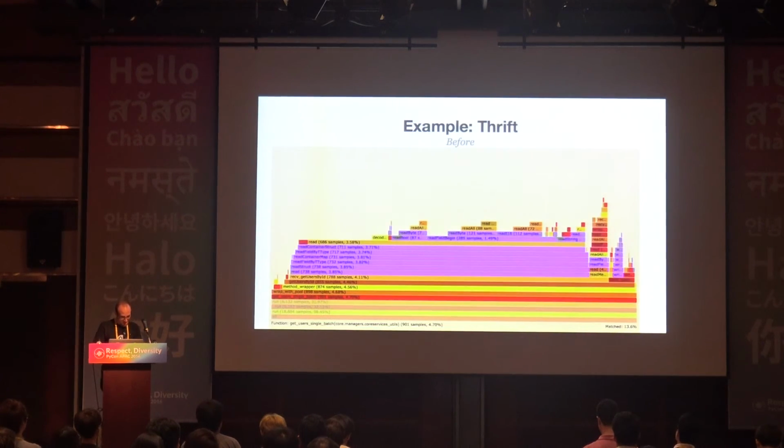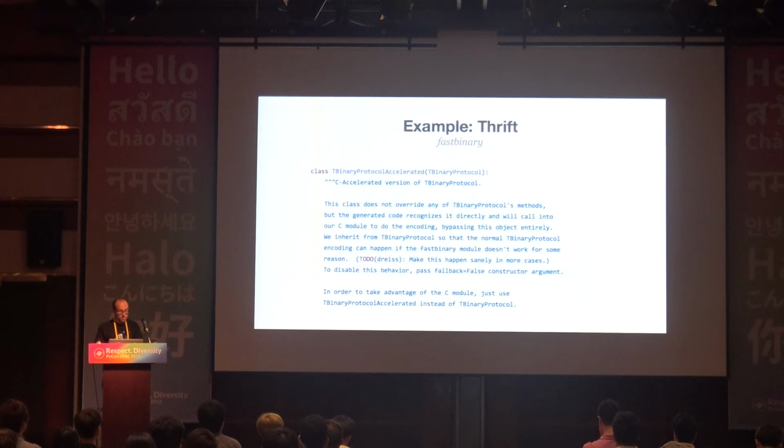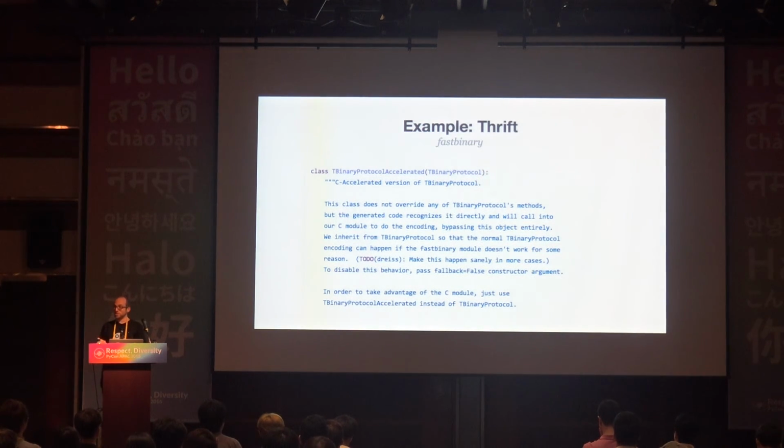So you can zoom in here. We can actually see, here's an example of one function, get users by ID. And you can see it's about 4% of the total time. And in there, we have a bunch of Thrift conversion back and forth from the Thrift format to the Python format we're looking for. Thankfully, the standard solution in Python, when something's really slow, is you write it in C.